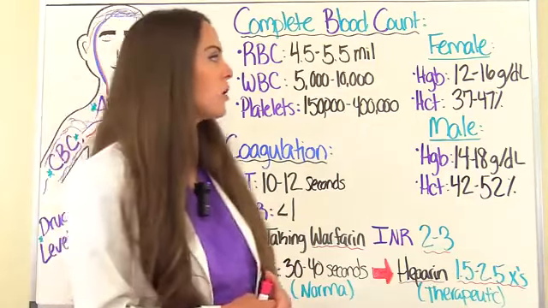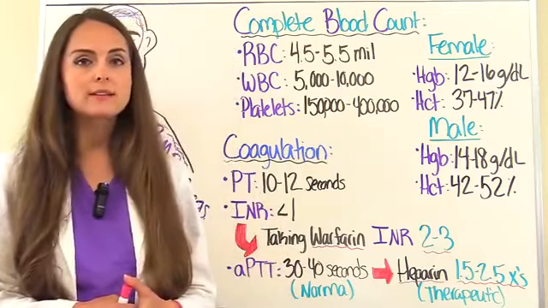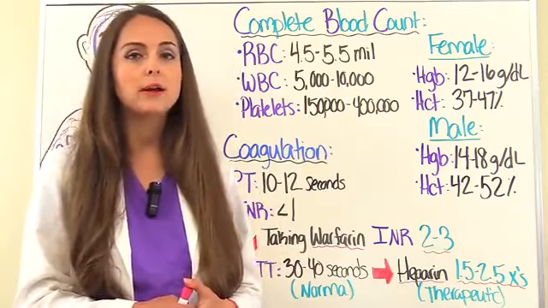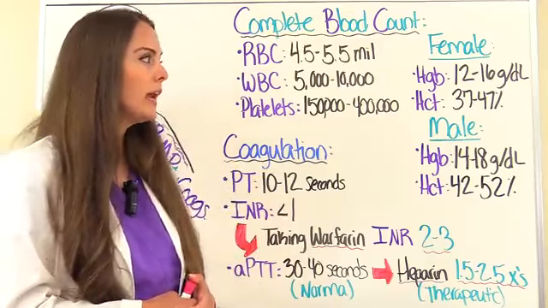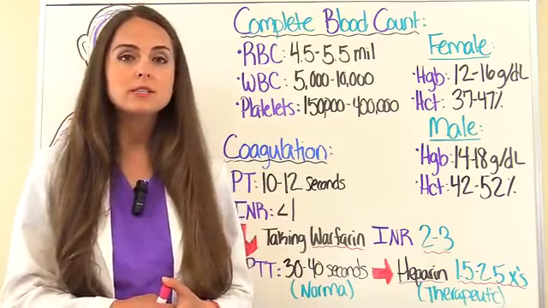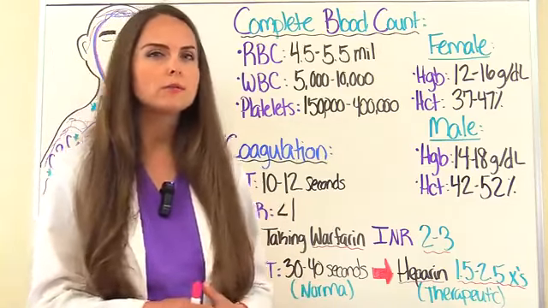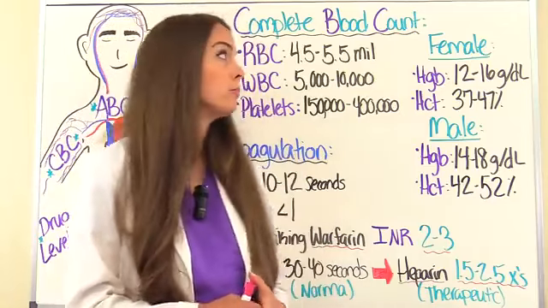Now let's look at our hemoglobin and hematocrit levels. This tells us about our red blood cells, and we really use this when we're transfusing packed red blood cells. We want to know that hemoglobin level really.